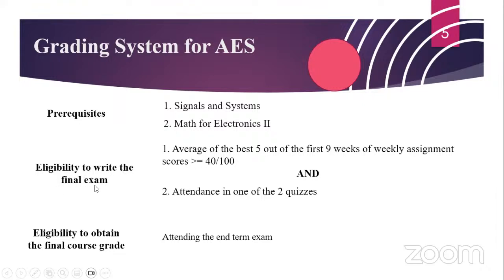Now, eligibility for the written examination: the best 5 of the first 9 assignments, where your score should be greater than 40 out of 100, and attendance in one of the two quizzes. You have 12 quizzes and 12 assignments, weekly. Along with that, two quiz papers and the end-term examination. All date sheets will be shared with you. If not shared, they will be shared. For eligibility for the final paper, you have to attend the end term.